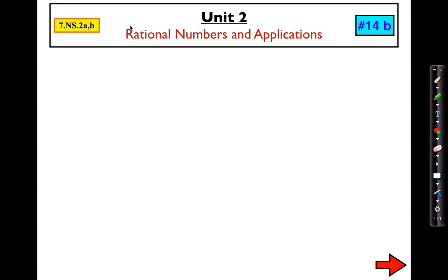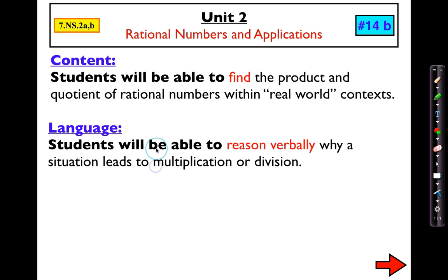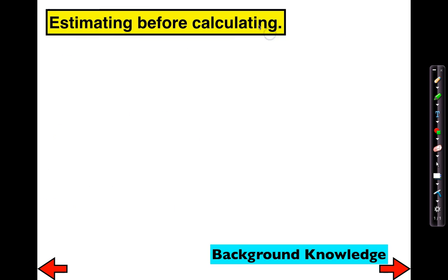Welcome back. Today we're going to be talking about rational numbers and application. Our content objective is students will be able to find the product and quotient of rational numbers within real-world context. Language objective is students will be able to reason verbally why a situation leads to either multiplication or division. And why am I learning this? Well, it's important for many real-life problems like finding the total change in weight.